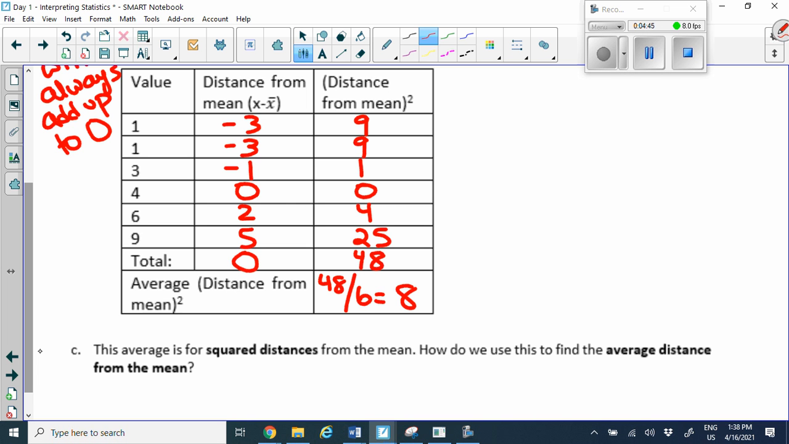How do we use this to find the average distance from the mean? Okay, I want you to go ahead and pause the video and maybe see if you can figure out what we would have to do here.